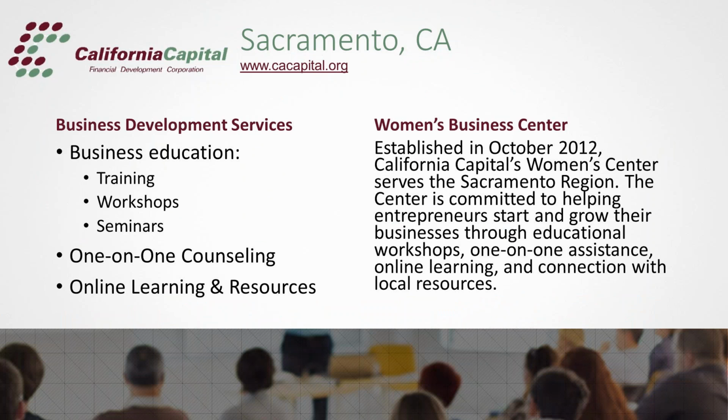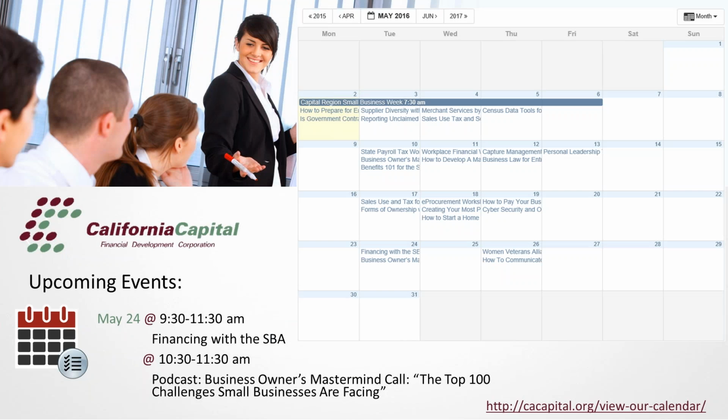First, there's California Capital, located in Sacramento. One of the great things California Capital has, among other things, is a women's business center. They offer business education, and they can also connect you to resources. California Capital has an event calendar on their website, and it looks like their next event is May 24th, a conference on financing with the SBA. Later they also have a podcast on Business Owners Mastermind.